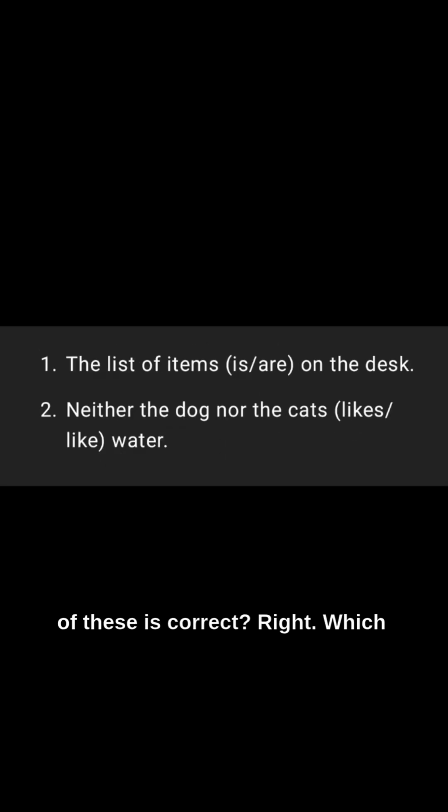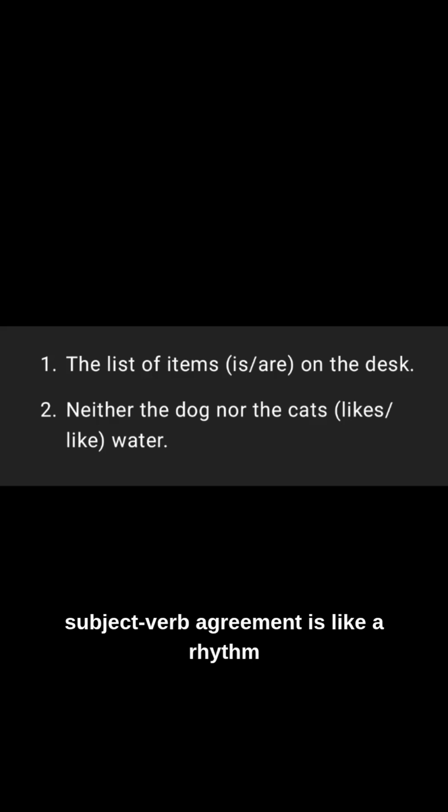Now, which of these is correct, right? Which of these is correct? One, the list of items, in brackets is or are, on the desk. The second one is neither the dog nor the cats likes, in brackets, like. So you tell me in the comments which of the verbs we are going for, right? So you drop them in the comments, right?